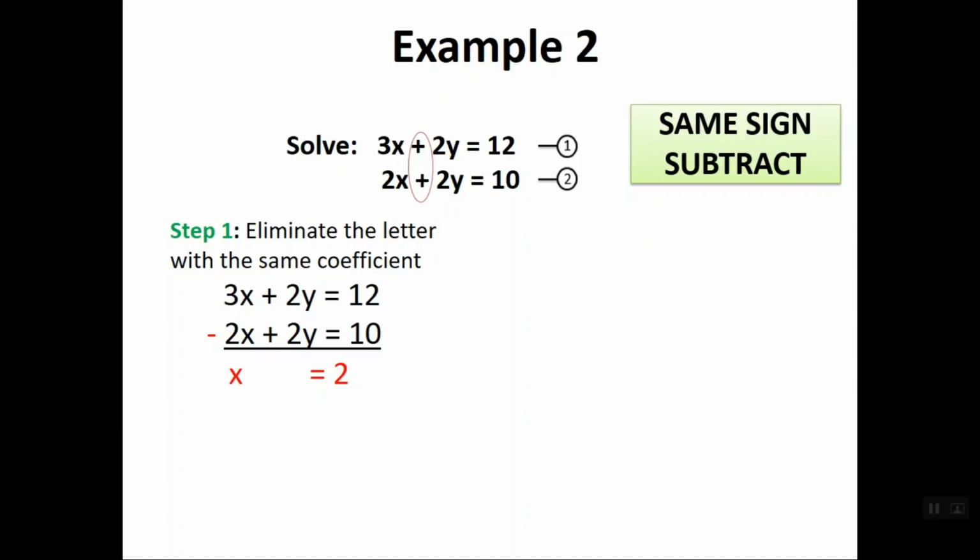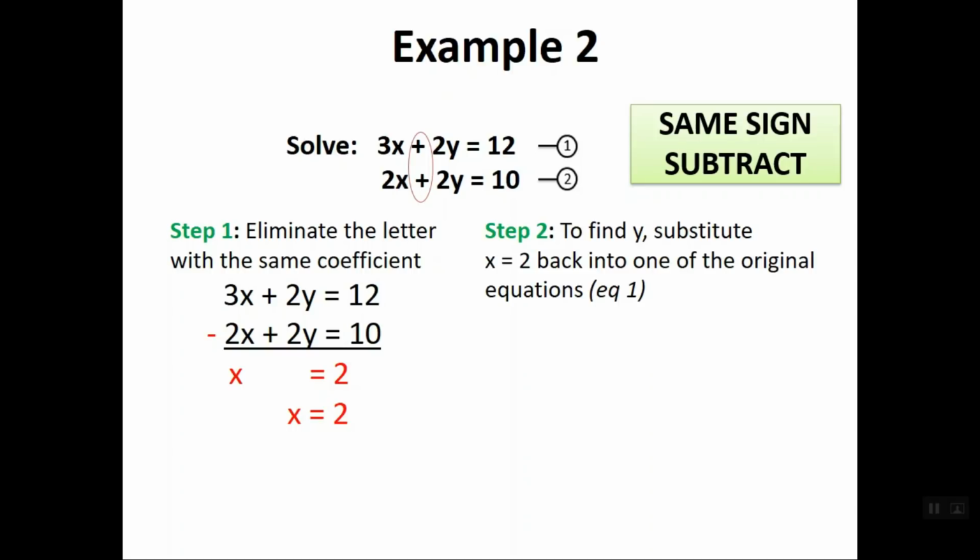Alright guys, so let's move on to step 2. So step 2 is now to find my y by substituting my x is equal to 2 back into one of the original equations. We can choose any one of them. I don't know why I keep using equation 1, but that's fine. I'll use it again. So now I have 3 times 2, and we agree for equation 1 it's 3x, so it therefore means that I'm doing a 3 times the value that I got for x, which is 2. So 3 times 2, then I write back plus 2y there is equal to 12.